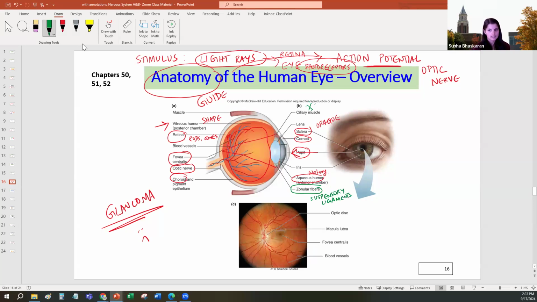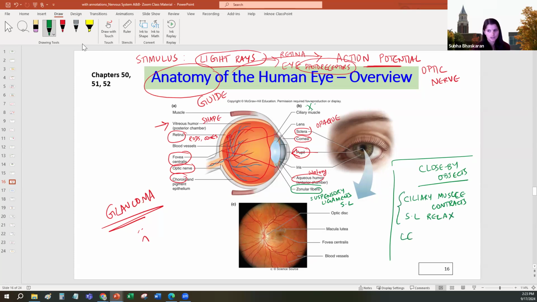Okay. Again, as simple as I can make it, to see close by objects, what do we do? The ciliary muscle contracts and the suspensory ligaments, I'm just going to use an abbreviation, the suspensory ligaments relax. So this helps the lens to become more round. In physics terms, this is convex. Are you guys with me?